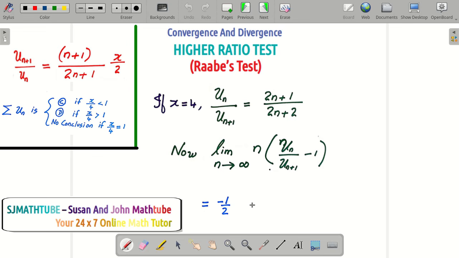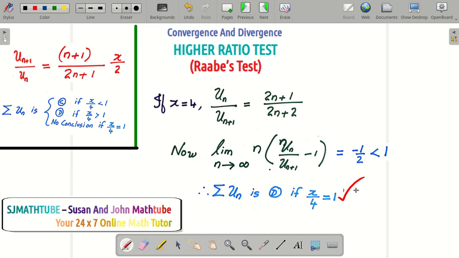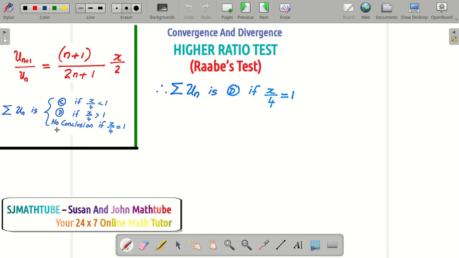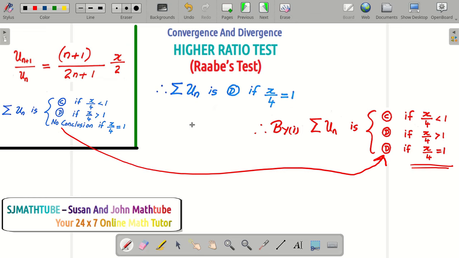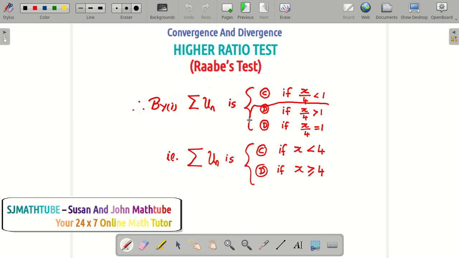Okay, now you can pause the video, or you can go to the first part of the video and find the condition for Raabe's test. So it's less than 1. So the conclusion is our series will be divergent if x by 4 is equal to 1. So that's it. So now we can cancel this 'no conclusion' and then write this. I'll repeat. I hope it's clear. Let's combine the last two and make it.